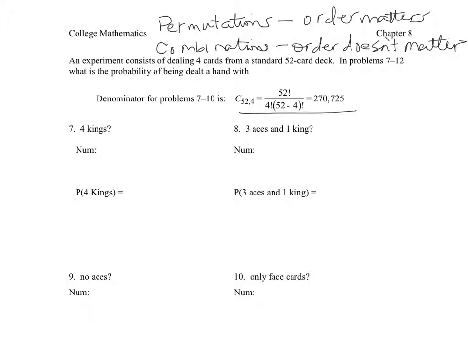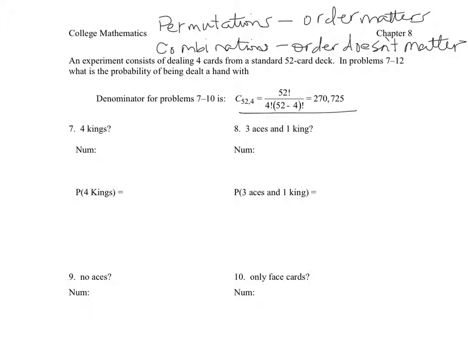We're taking a combination of 52 things, taken 4 at a time. That gives us this denominator of 270,725. That's how many different 4-card hands could be dealt out of that deck of 52 cards.